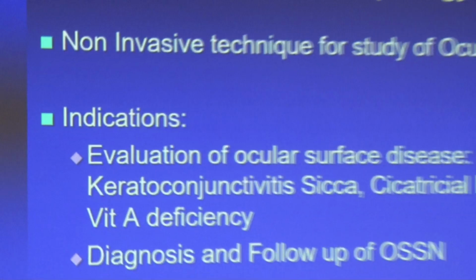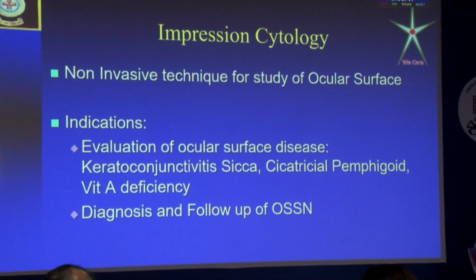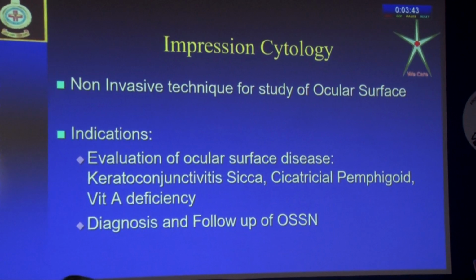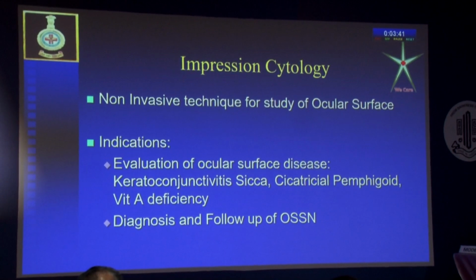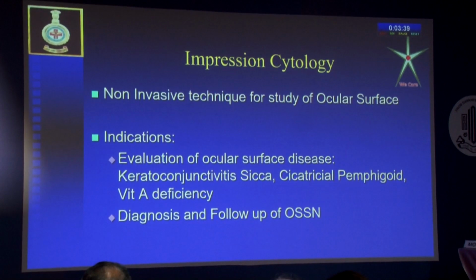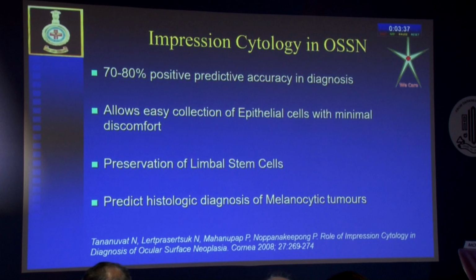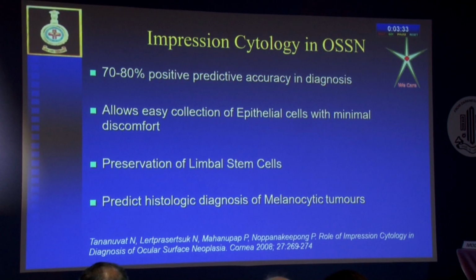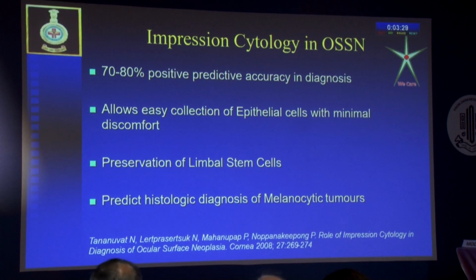So, impression cytology has been one of the diagnostic techniques for diagnosis of OSSN. It is basically indicated in various ocular surface diseases like keratoconjunctivitis sicca, pemphigoid, and vitamin deficiency, and it is one of the modalities for diagnosis as well as follow-up of cases of ocular surface squamous neoplasia. One study has quoted almost a 70 to 80% positive predictive accuracy for diagnosis. That is impression cytology.